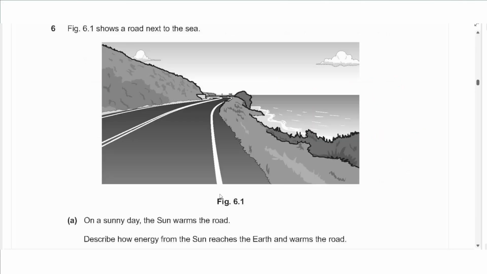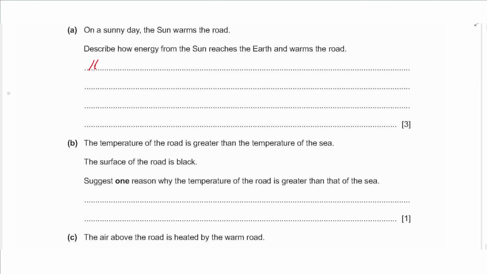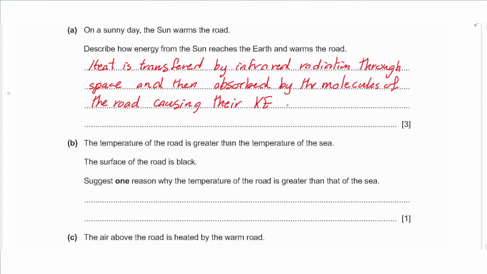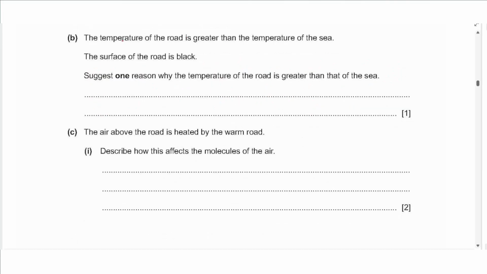The next question says figure 6.1 shows a road next to the sea. On a sunny day, the sun warms the road. Describe how energy from the sun reaches the earth and warms the road. So first we say that heat is transferred by infrared radiation through space and then absorbed by the molecules of the road, causing their kinetic energy to increase. That's why the temperature increases. Part B says the temperature of the road is greater than the temperature of the sea.